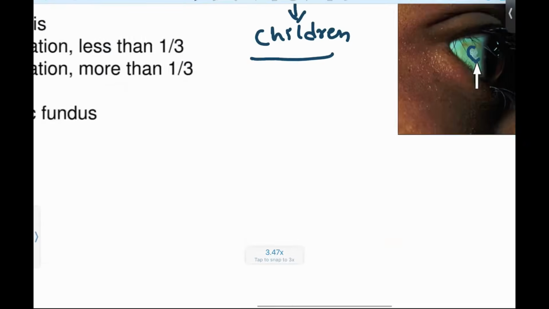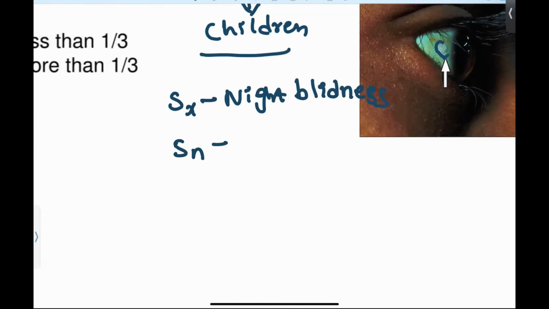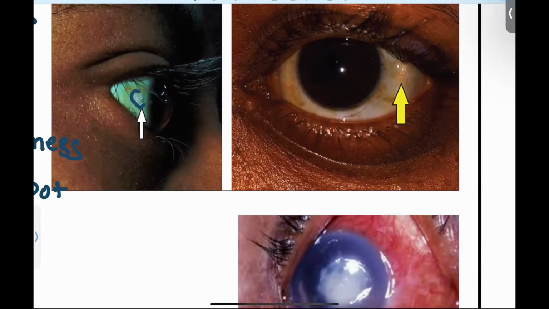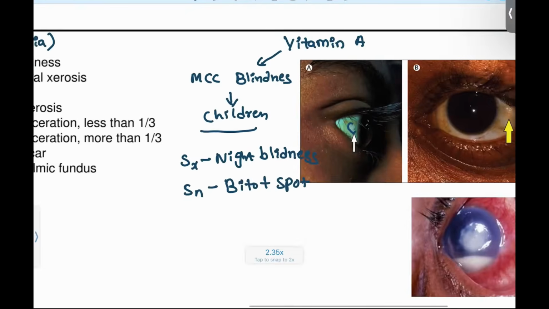Basically, these symptoms will be presented. The first and foremost symptom that we will see in this patient is night blindness. This is the commonly presented symptom by the patient itself. But when you screen, the first sign you are going to see is the white dot spot. This is the white dot spot that you can see here. On the upper layer of the conjunctiva, this white dot spot is formed. This is what happens in patients with xerophthalmia.